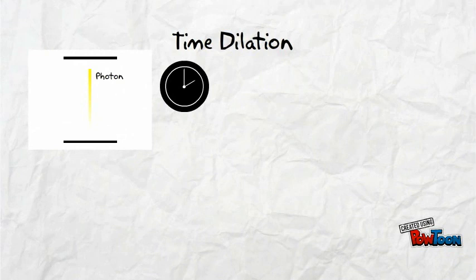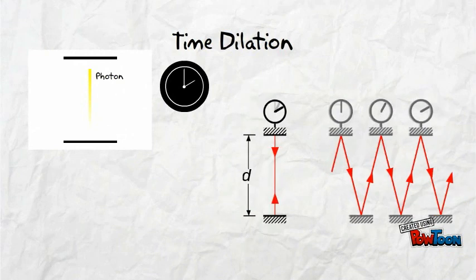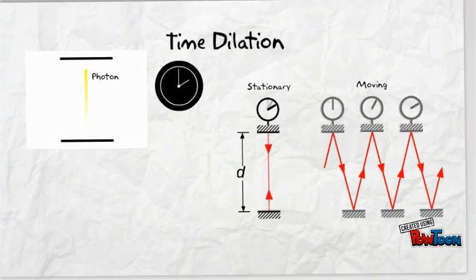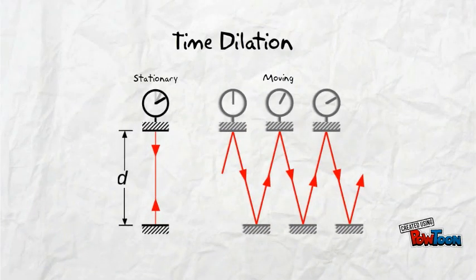If we put these clocks out in space, and we have one clock that is stationary and another clock that is moving, it can be seen that the stationary clock is going to be operating normally. So each time you see the photon moving, it's going to be at a specific time interval.